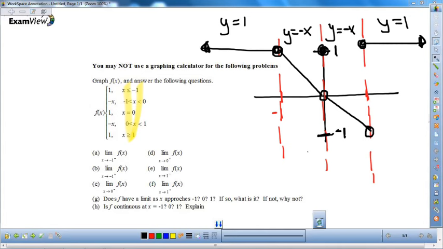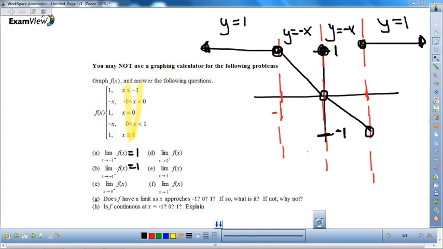The next question asks, find the limit as x approaches -1 from the left. That means I'm going to come from left to right. So as x approaches -1 from the left, the y value is approaching 1. Next one is the limit as x approaches -1 from the right. So now I'm coming from right to left. As x approaches -1 from the right, y is also approaching 1.